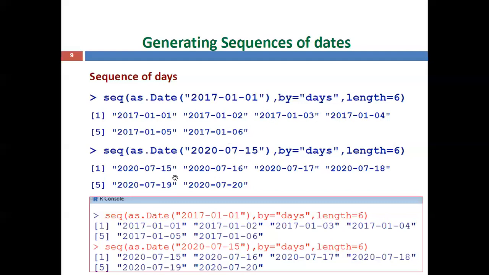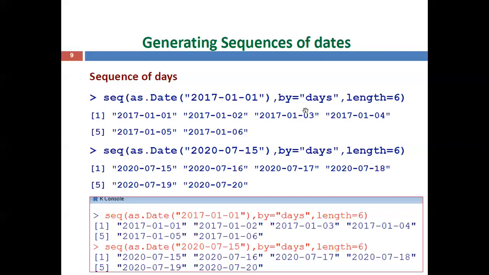So another one here, 15th July 2020, that is today's date. Again same by days, length equal to 6. Total 6 dates will be displayed in this month, starting with 15th. Now you can see first 15th, next day is 16th, next day is 17th, next is 18th, next is 19, next is 20. Total 6 days are displayed. Whenever you can use by equal to days.